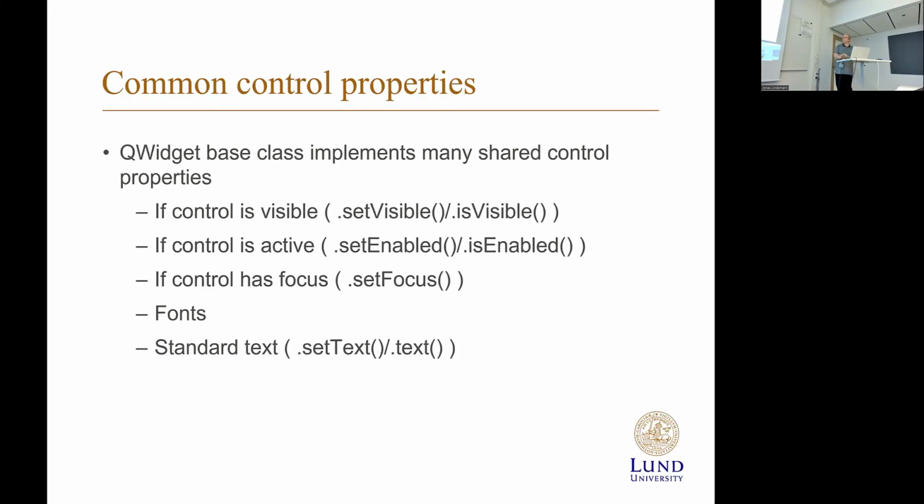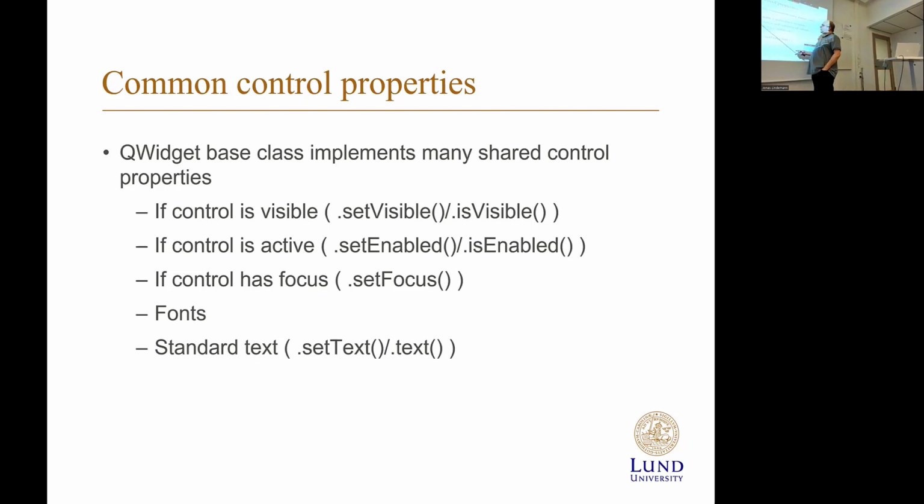There are also some common properties on the user interface objects. So, for example, if you want to control if a user interface object is visible or not, you can use the set visible method, and you can query using the isVisible method. So set visible, if you set false, it will disappear. It will not be shown on the user interface. You can't interact with it either, so it's completely hidden.